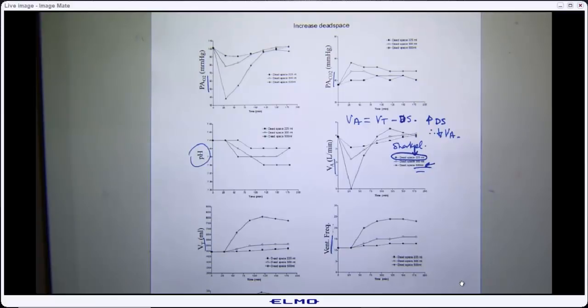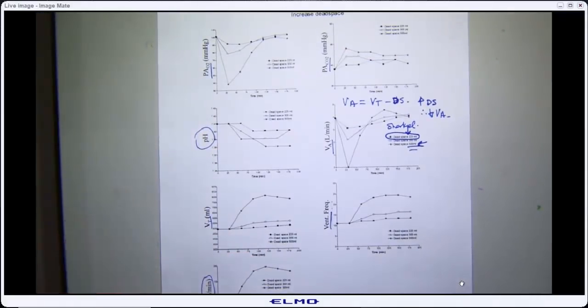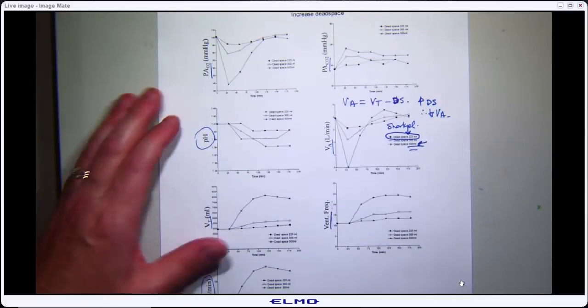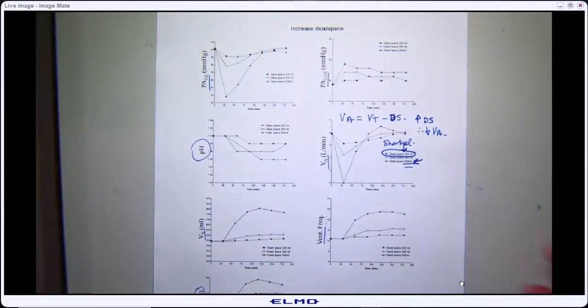And like I said on Friday, these are data from a computer program that simulates a human and its responses. We started an example of increasing your dead space, so essentially just putting a snorkel in your mouth and how that is going to change your oxygen and your CO2 and how your body's going to respond to that.